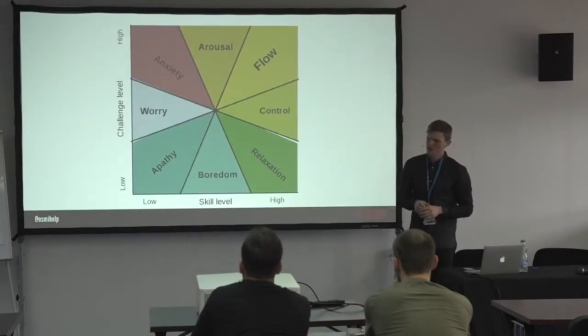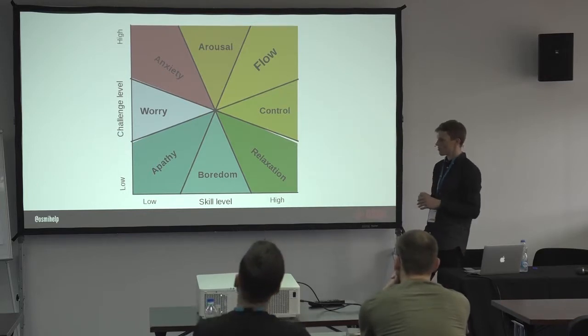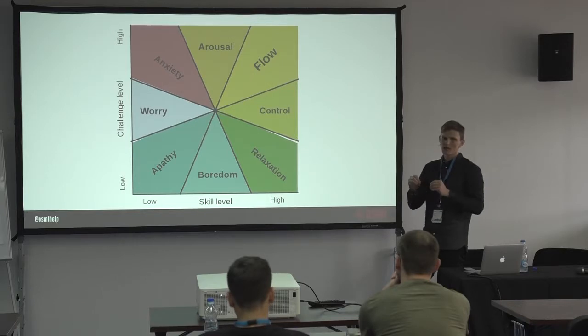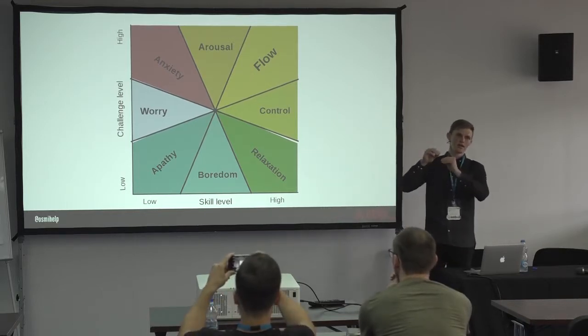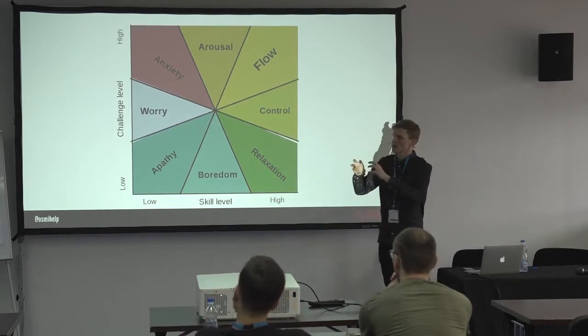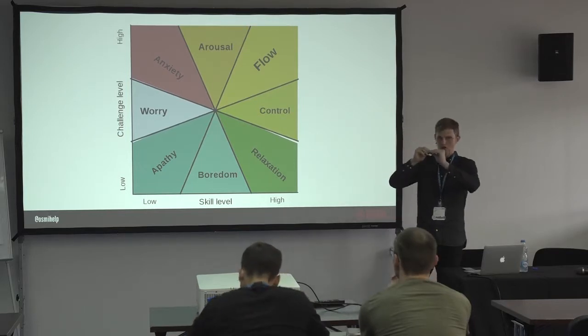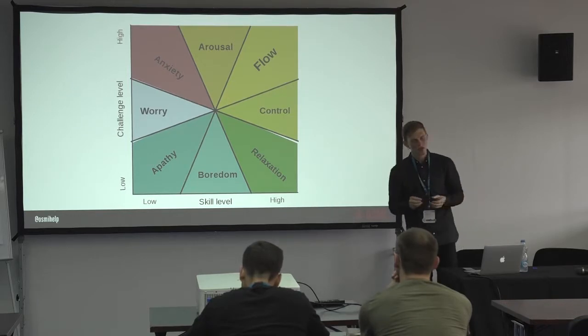This is a relatively useful graph. So he also says that some other points that are important with flow are that the activity has to be challenging, and it has to be slightly beyond our abilities. To be fully engrossed in an activity, it has to be slightly more difficult than what you can do. He also says that you have to have a very high degree of skill.